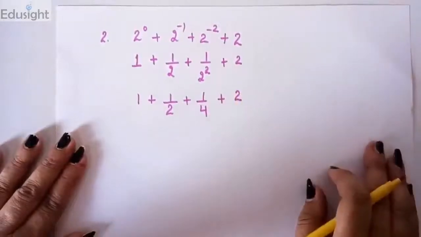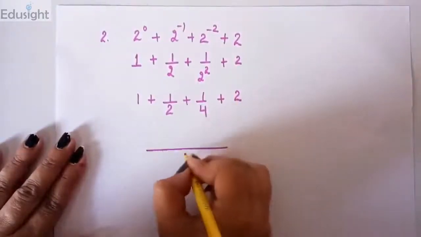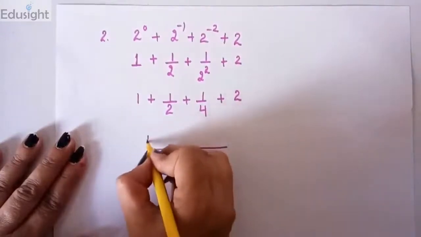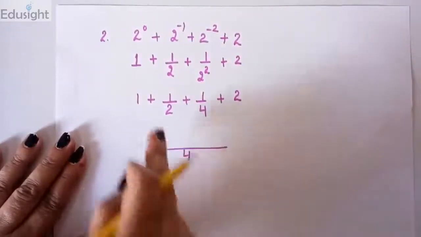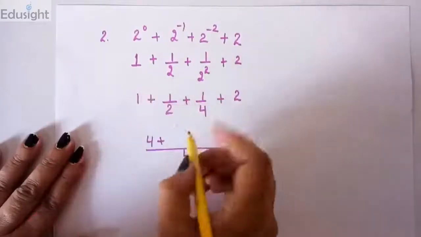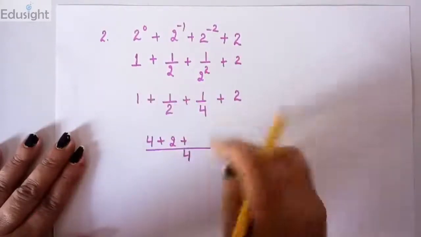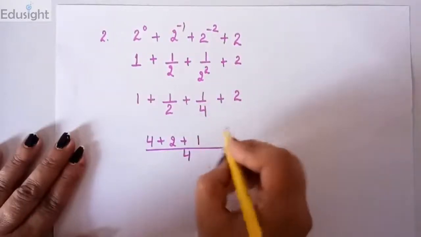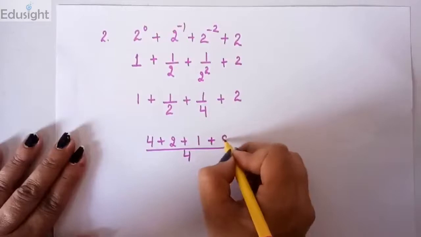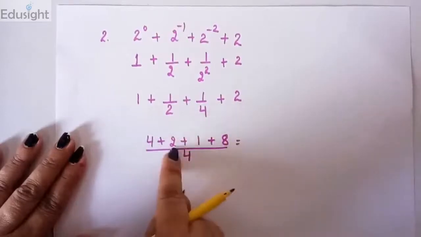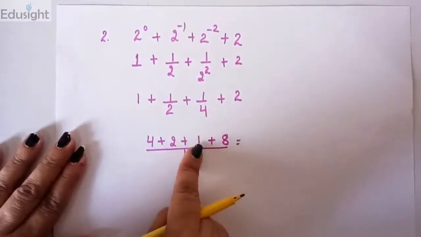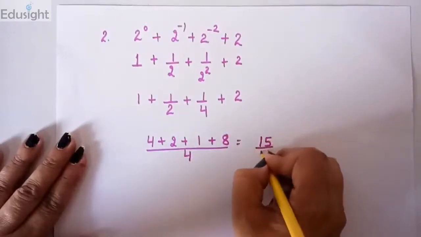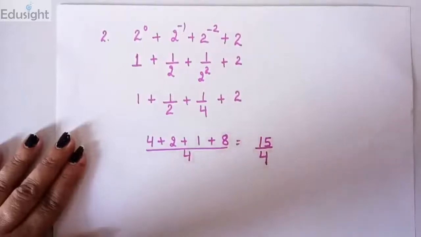Now we have to write this as a single term. So let's take the LCM. LCM of 2 and 4 is 4. So 4 divided by 2 is 2, and 2 multiplied by 1 is 2. Now 4 divided by 4 is 1, and 1 multiplied by 1 is 1. And 4 2s are 8. Now 2 plus 1, 3, plus 8 is 11, plus 4, 15. So your answer is 15 upon 4.